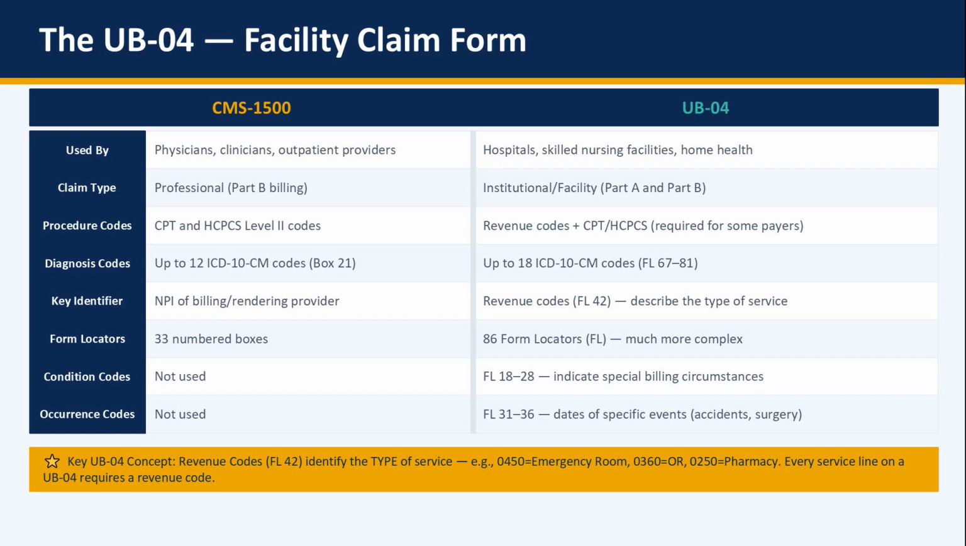Form complexity. The CMS 1500 has 33 numbered boxes. The UB04 has 86 form locators, FL for short. It also has condition codes in FL 18 through 28 that indicate special billing circumstances like coordination of benefits, and occurrence codes in FL 31 through 36 that document specific event dates like accident dates, surgery dates, or therapy start dates. The UB04 is more complex, but once you understand its logic, it's very navigable.